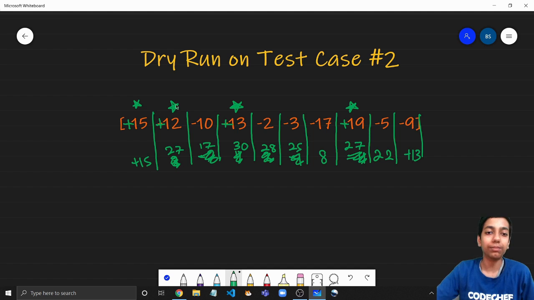So yes, we have accomplished the desired state and the number of operations we took were 4. So the answer for this test case is 4. Now you can also verify that we cannot achieve something better than this.